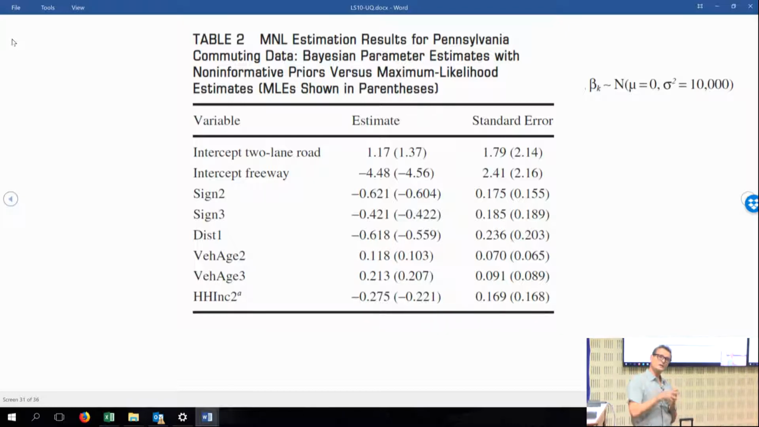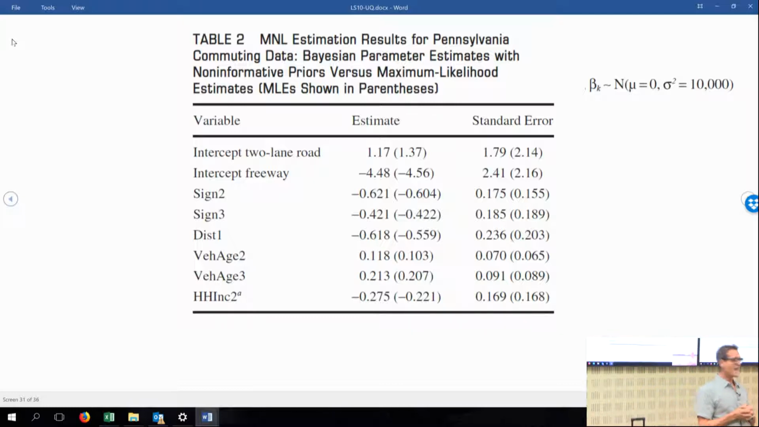So here what I've done is I've estimated a Bayesian model with completely uninformative priors. What do I mean by uninformative priors? Right up there on the right-hand side, for all of the betas, the prior I bring through Bayes' theorem says that the betas should be normally distributed with mean 0 and variance 10,000. What does that look like?